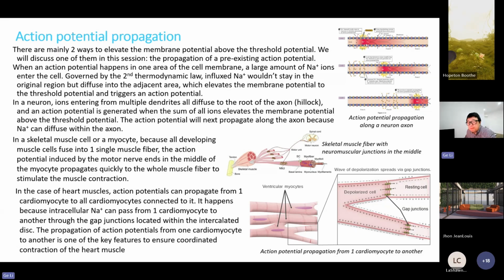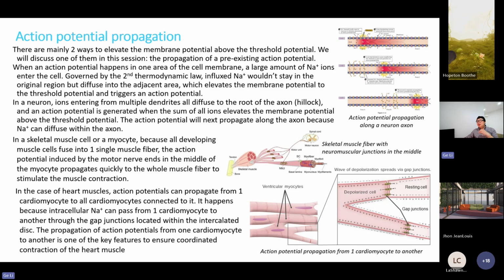They want to diffuse to the next region, and when this sodium ion diffuses to the next region, it increases the membrane potential, making the membrane potential less negative. When this reaches a certain level, it passes the threshold membrane potential. I hope you still remember threshold membrane potential.